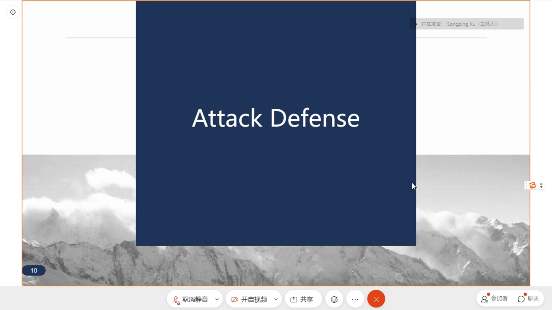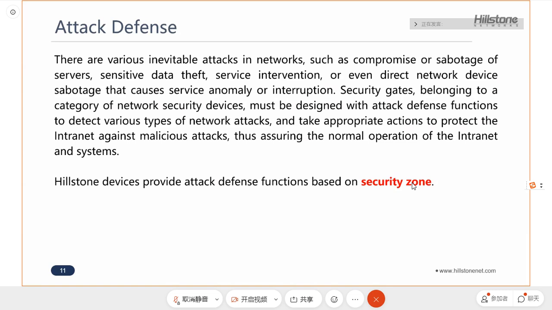And the second part will be the attack defense. As you know, there are various attacks in the networks, and every day we may face some new threats like sabotage of the servers, sensitive data theft, some service intervention, or even direct network device sabotage that causes service anomaly or interruption by using DoS attacks, flooding, etc.